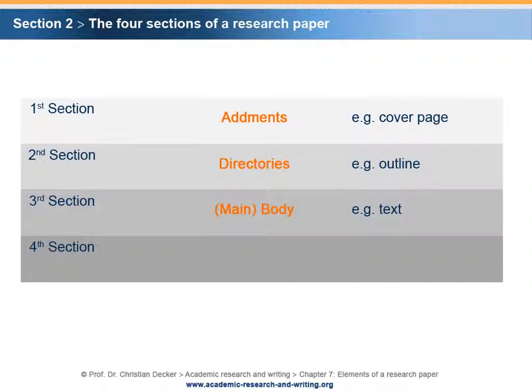The fourth section is called annex. The annex includes everything that comes after the main body. For example, the list of references could form part of the annex section.